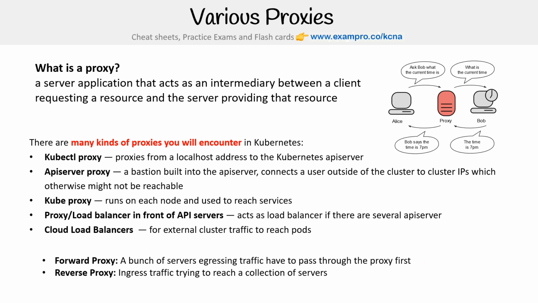Then you have a reverse proxy. This is ingress traffic trying to reach a collection of servers, and this is what we will see quite often, especially with web applications. The idea is that you have, let's say, three versions of your web app running, and in front of them you have a proxy, and the proxy is going to send the traffic to those, and in a sense you basically have load balancing. So hopefully that makes it very clear, and there you go.